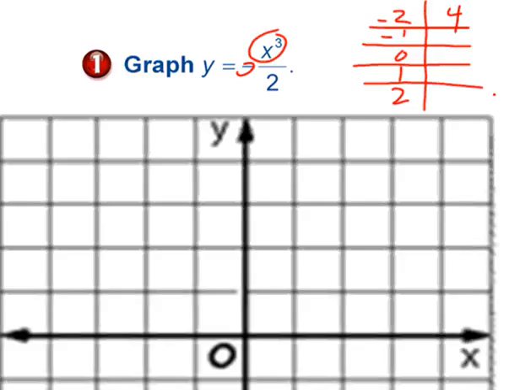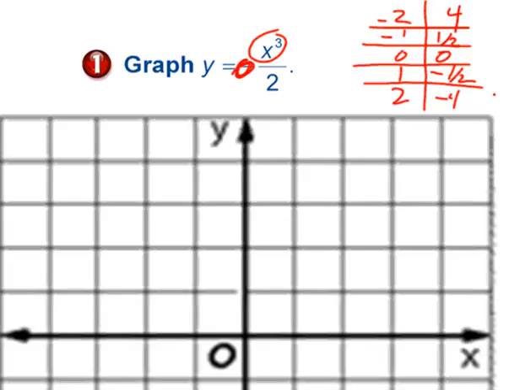Then I've got -1 cubed, which would be -1, -1/2, but it would become a +1/2 because of the negative out front. 0 to the third power is 0, 0 over 2 is 0. 1 cubed is 1, so it would be 1/2, and then with the negative out in front, now it's a -1/2. And 2 cubed, 2 times 2 is 4, times 2 is 8, 8 over 2 would become 4, and 4 with the negative sign out front becomes -4.